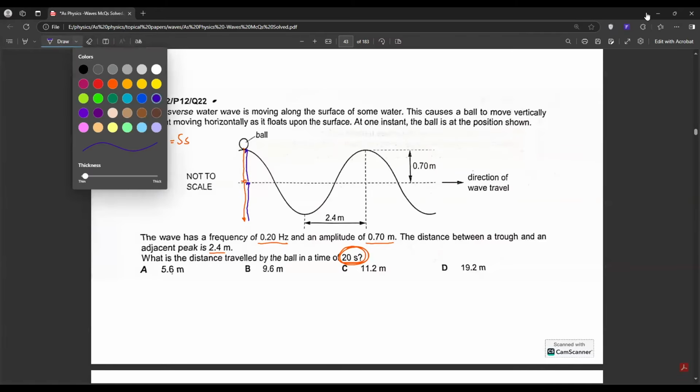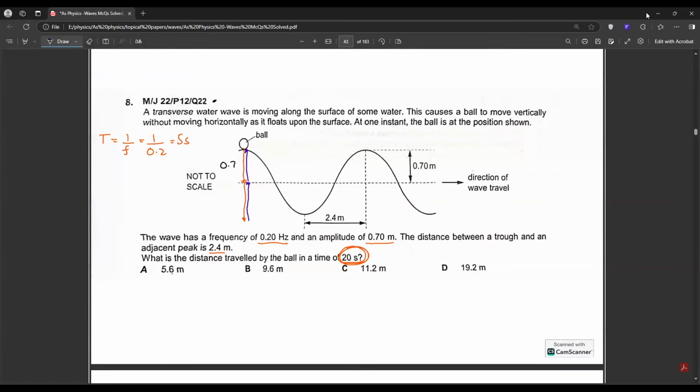What is the total distance traveled here? 0.7, 0.7, 0.7, 0.7. The total distance in 5 seconds is 2.8 meters. What will be the distance in 20 seconds? 2.8 into 4. This comes out to be 11.2 meters. C is your answer. Perfect. Let's move ahead.